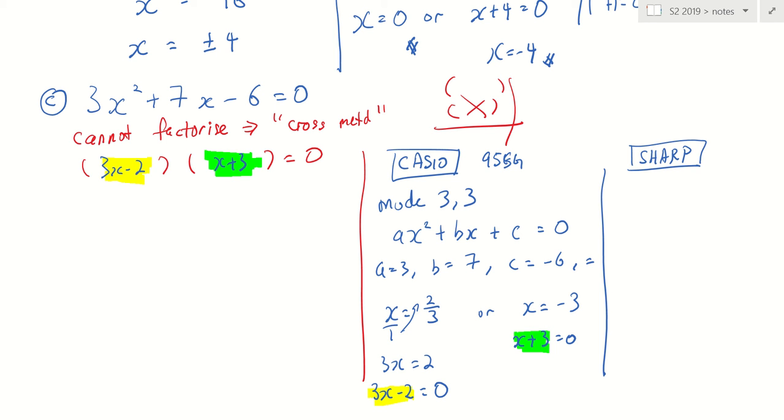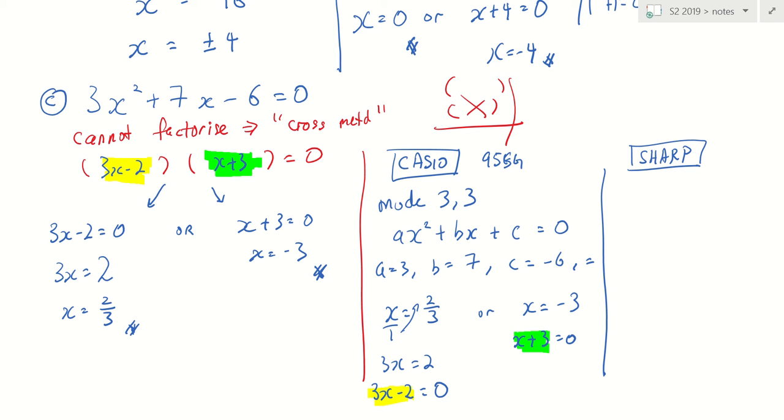So what's the next step? 3x equals to 2, x equals to 2/3, x equals to minus 3. This is the answer. Do you follow? Jolie asked why it is plus 2 because this is minus 2. I want to find x, so I don't want the minus 2, so I plus 2. Is that okay? So this is the final answer. Can I now show you the Casio 97?